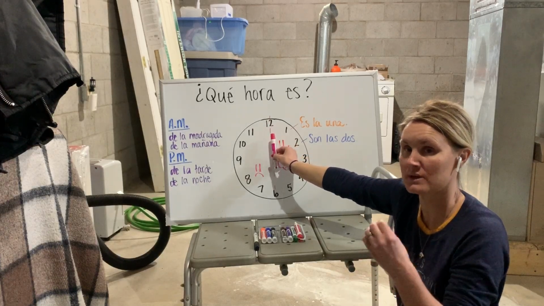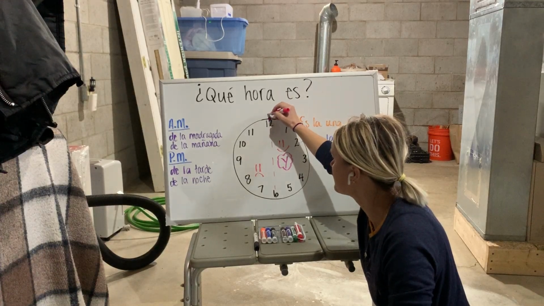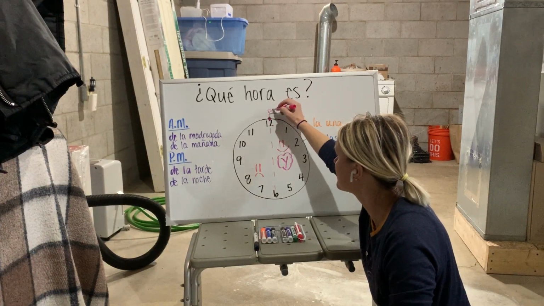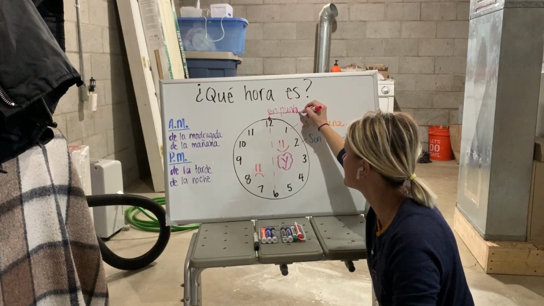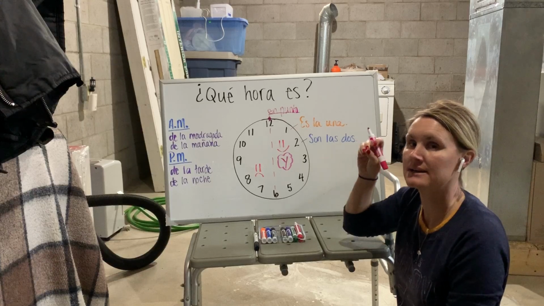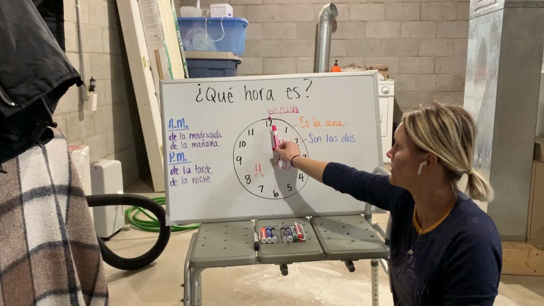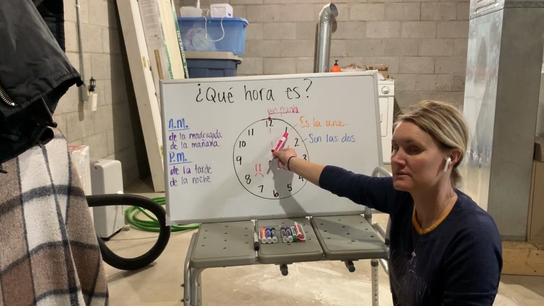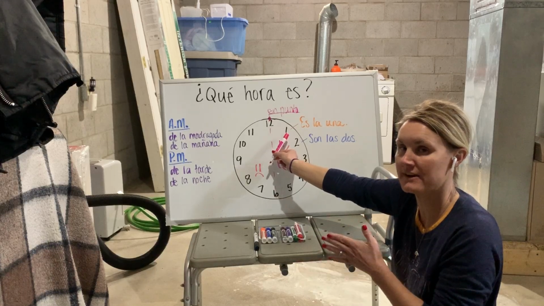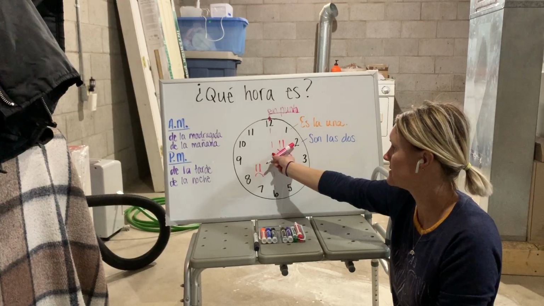and if you wanted to say like it's 1 o'clock on the dot or exactly, you could add to it en punto, which means it's 1 o'clock exactly on the dot. Es la una en punto. Es la una y cinco. It's 1 o'clock and 5 minutes. Es la una y 10.